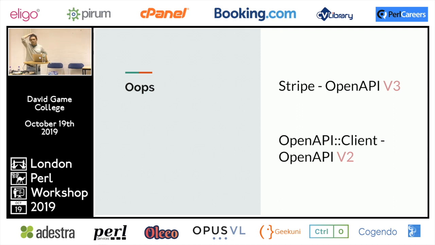But there were some problems, unfortunately. That's what makes this talk interesting. OpenAPI as a specification language has versions, it's up to version 3. Stripe is only doing maintenance, not enhancements or new features for their V2 OpenAPI spec. They're only maintaining the OpenAPI 3 spec. So there's a problem because the OpenAPI client that I found on CPAN only does version 2 of OpenAPI, and their authors haven't responded on whether they're thinking of moving forward.